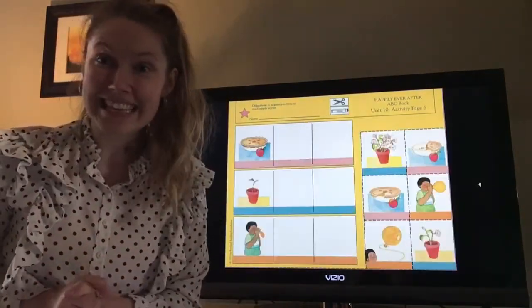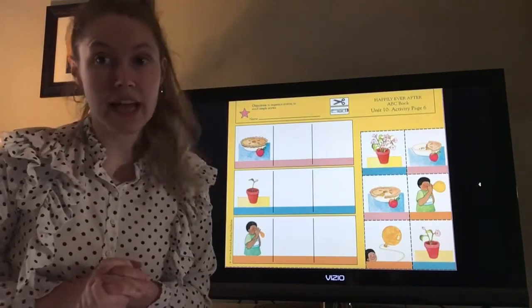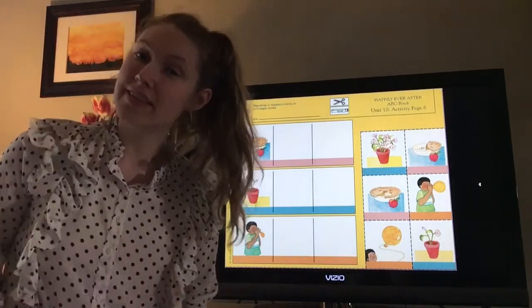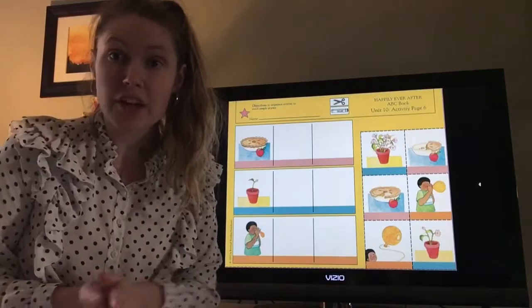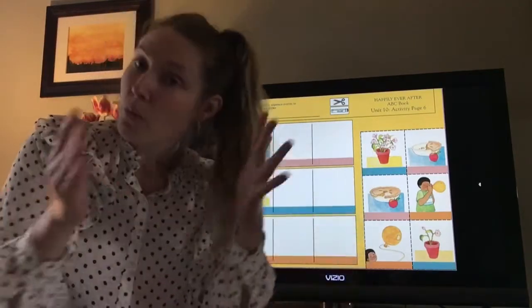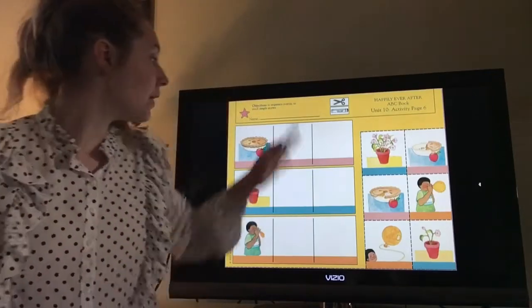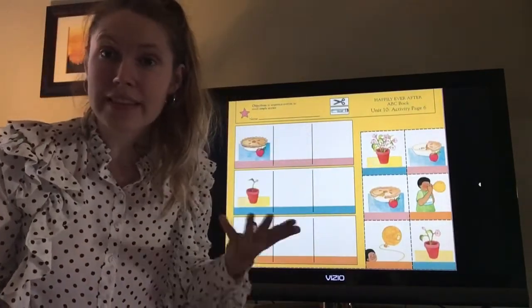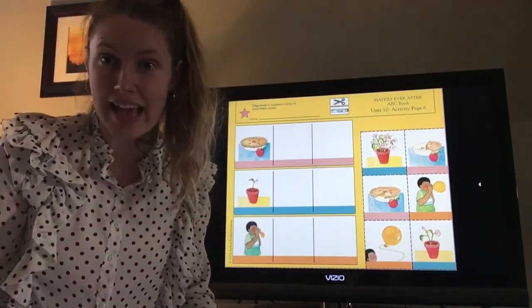All right, TK, so here we are at activity page 6. And remember, our objective today is to put events in order. So just like in a story, our stories go in order. We can talk about what happened first, what happened next, and what happens last. Here, we're gonna look at some kind of mini stories and try and think about what's going on and what would happen first, next, and last.